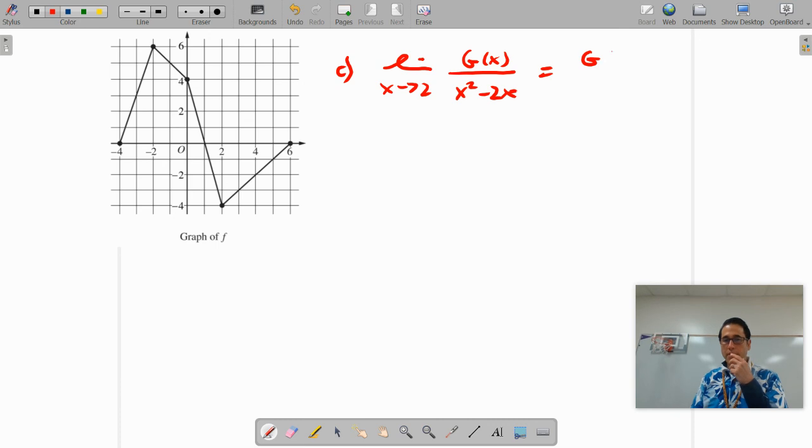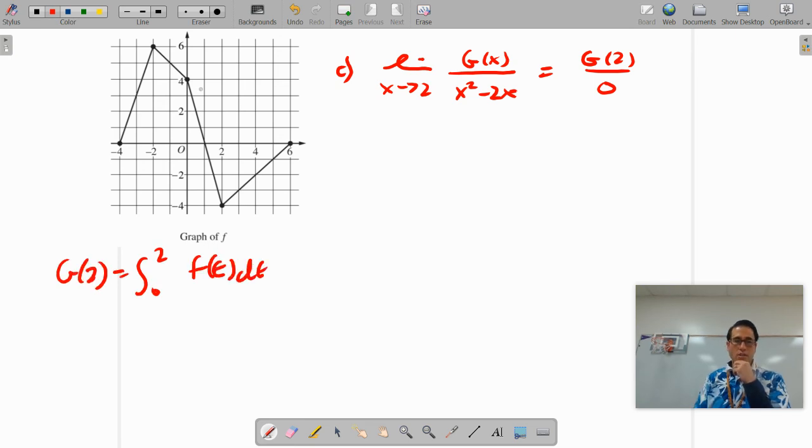If I direct sub, I bet you I get 0 over 0. Let's see. Ooh, I get 0 in the bottom, g of 2. What's g of 2? G of 2 would be the integral from 0 to 2 of f of t dt. Oh yeah, remember? That guy canceled out with that guy, so that is actually equal to 0.